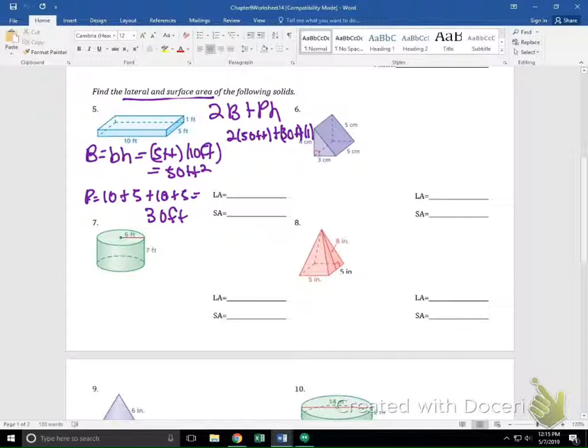So up here we have 2 times 50 plus 30 times what's my height? So we have 1. So 2 times 50 is 100 feet squared, plus 30 times 1, which is 30 feet. So your total is 130 feet squared. What is your lateral area? The second part, which is 30. 30 feet squared. Nice job.